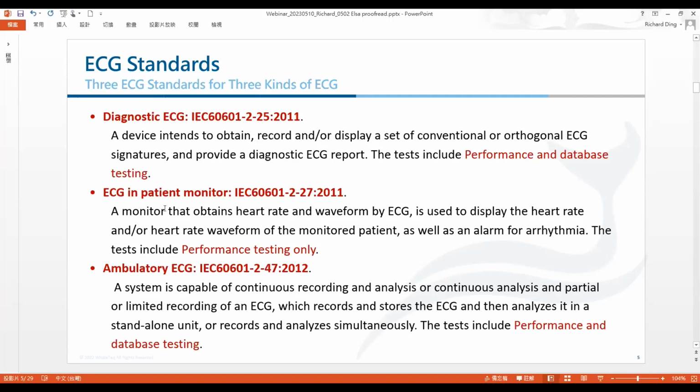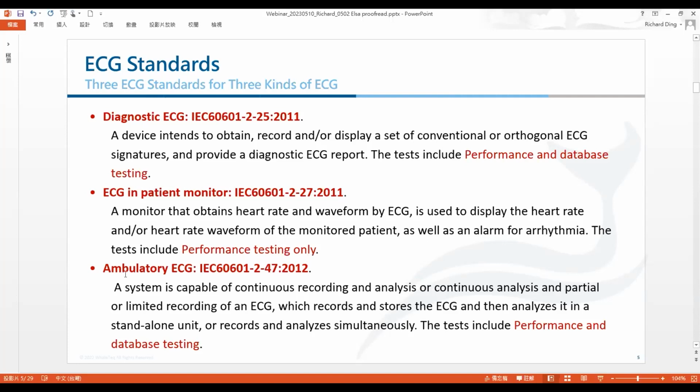The second one is the ECG inpatient monitor. This standard is IEC 60601-2-27, 2011 version. This is for a monitor that obtains heart rate and waveform by ECG. It's used to display the heart rate and heart rate waveform of the monitored patient, as well as an alarm for arrhythmia. Tests include performance testing only.